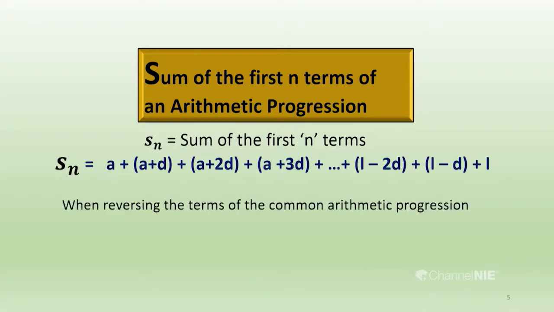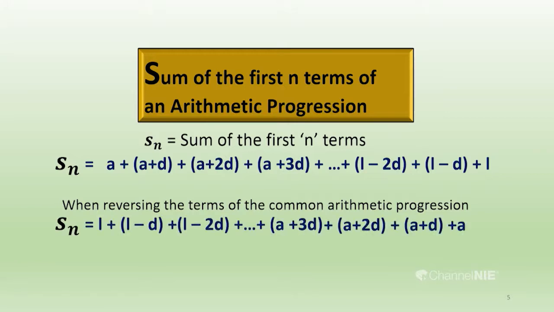Then I am going to write the reversed progression. Here I have written the first term to the last term. Reversing means I write the last term first, then the term before the last term, and so on, reversing the order. So then I got 2 equations: first to last and last to first. I have named those 2 equations first and second.